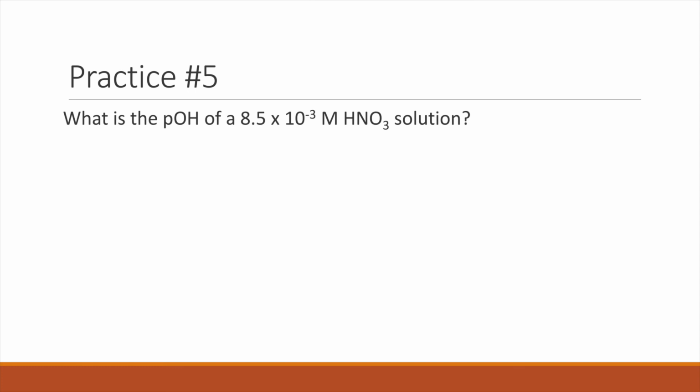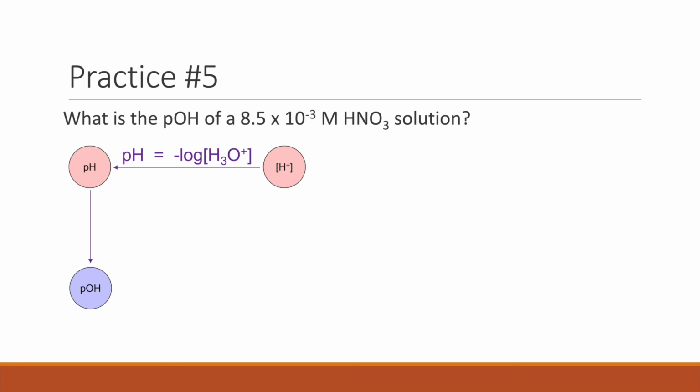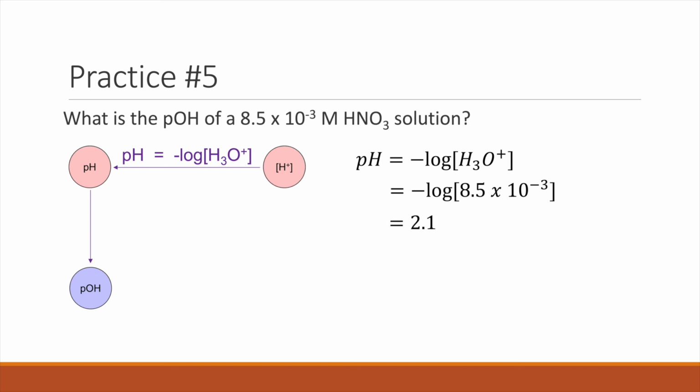Okay, what is the pOH of an 8.5 times 10 to the negative third molar HNO3 solution? So I want pOH and I'm given acid concentration. So I'm starting in the upper right hand corner. I've got 2 steps to get to pOH. So I'm going to start by calculating pH as the negative log of that concentration. So negative log of 8.5 times 10 to the negative third gives me 2.1.